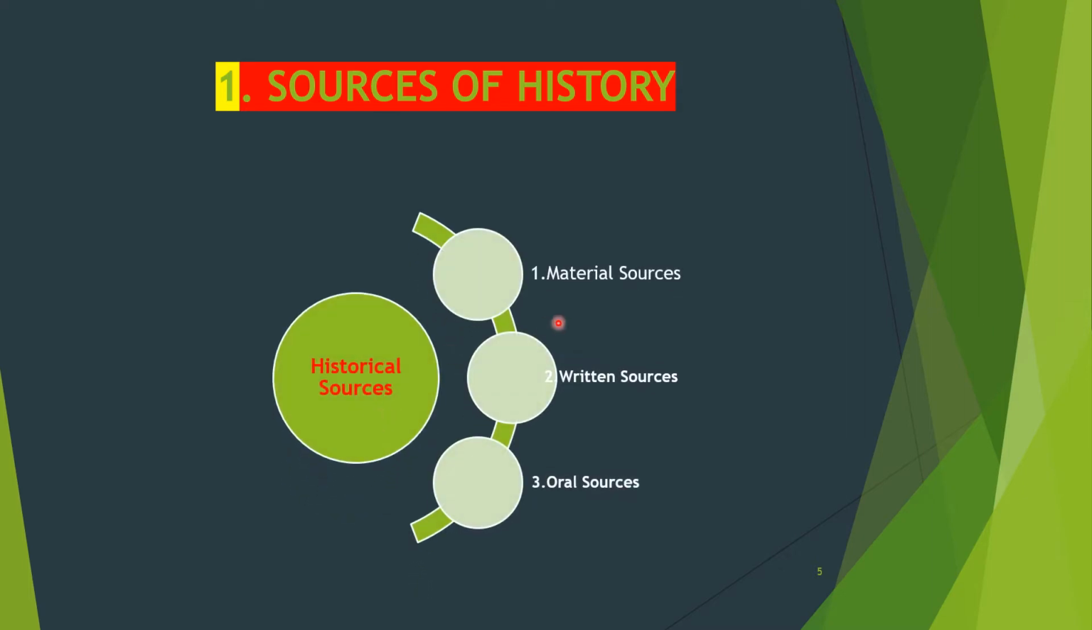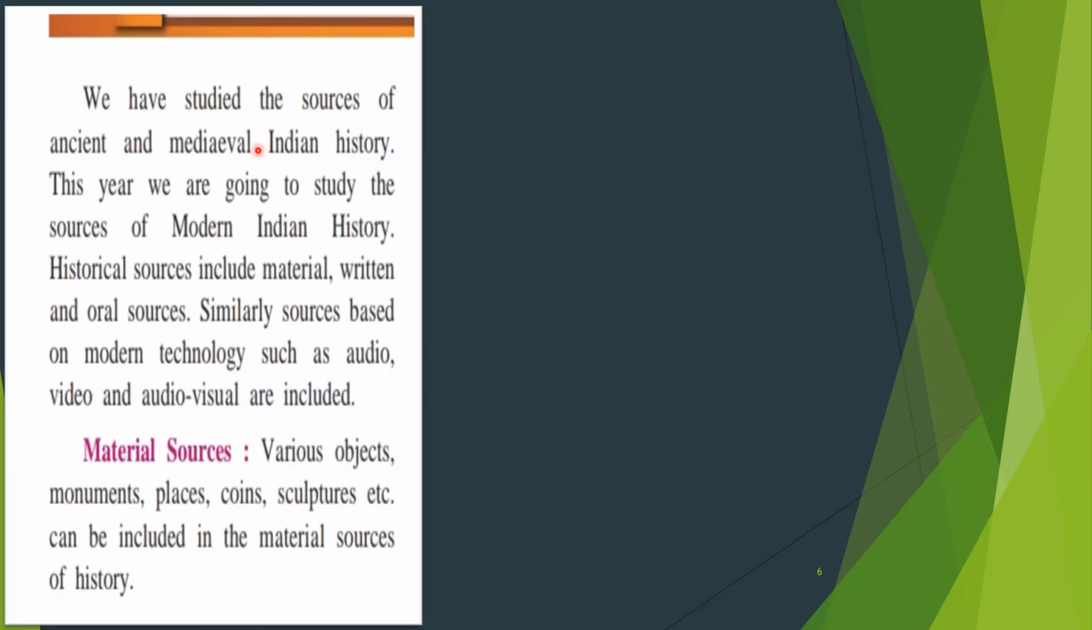Historical sources. First one, material sources. Second, written sources. And third, oral sources. We have studied the sources of ancient and medieval Indian history in standard 6 and standard 7. And this year, we are going to study the sources of modern Indian history.